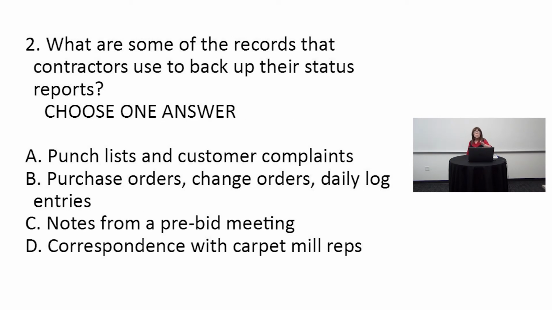2, what are some of the records that contractors use to back up their status reports? And we had a daily log, and then we've got a status report. Choose one answer. A, punch lists and customer complaints. B, purchase orders, change orders, daily log entries. C, notes from a pre-bid meeting. D, correspondence with carpet mail reps.